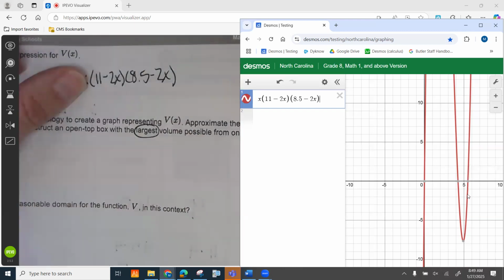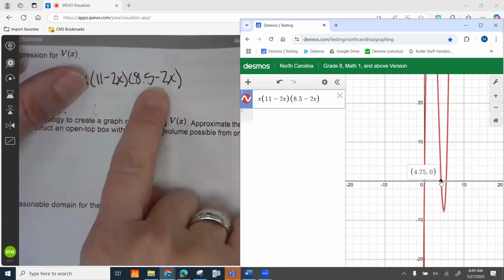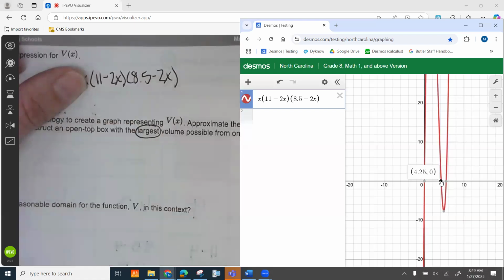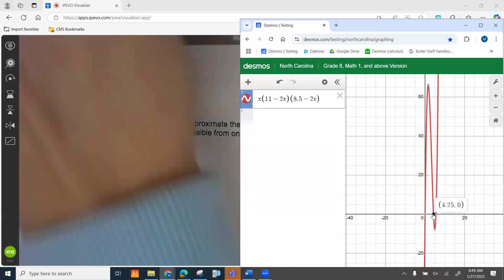We also notice down here, the volume gets to be negative. We don't want the volume to be negative. We want the volume to stay in the positive. So I just really want this first part to where it hits here. And really, it can't even be 4.25, because right here in the 8.5 minus 2x, if I put 4.25, that one goes to 0. So here, right here, all the way to this amount, we said 4.25.